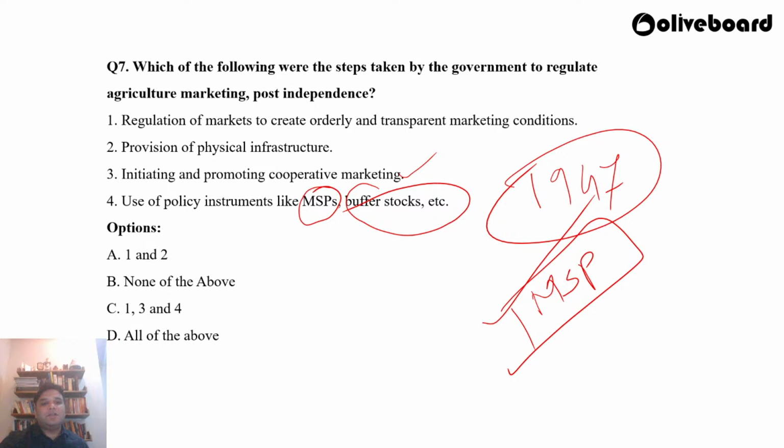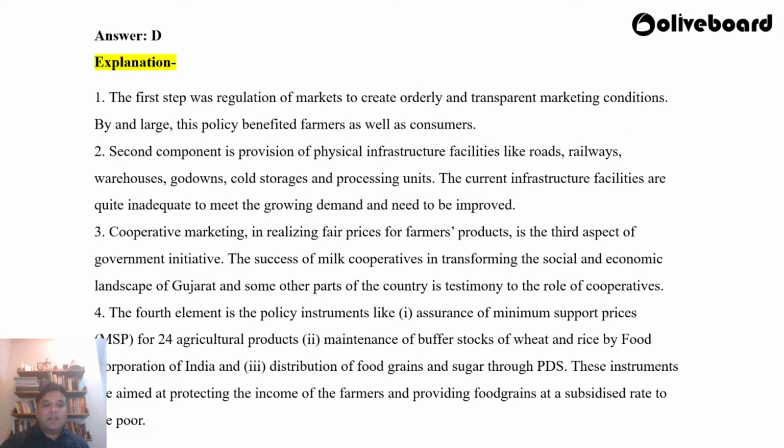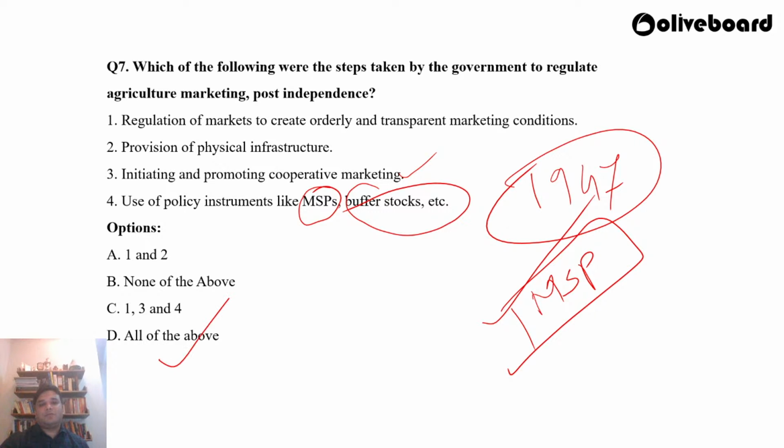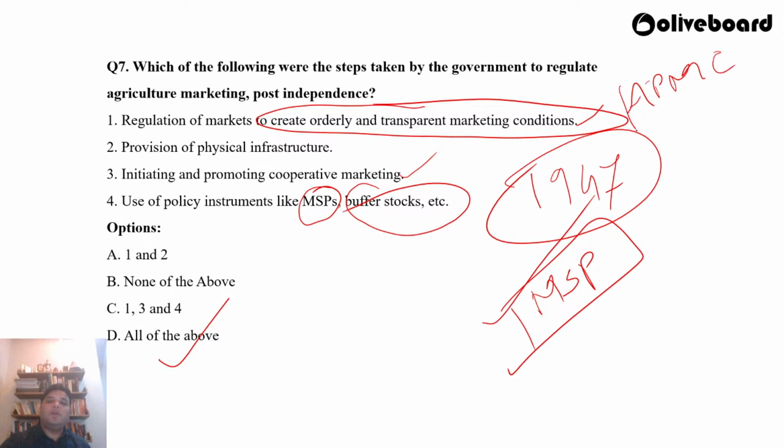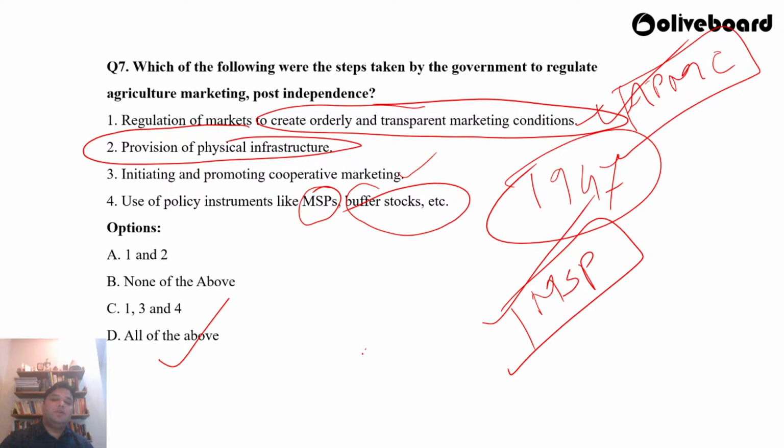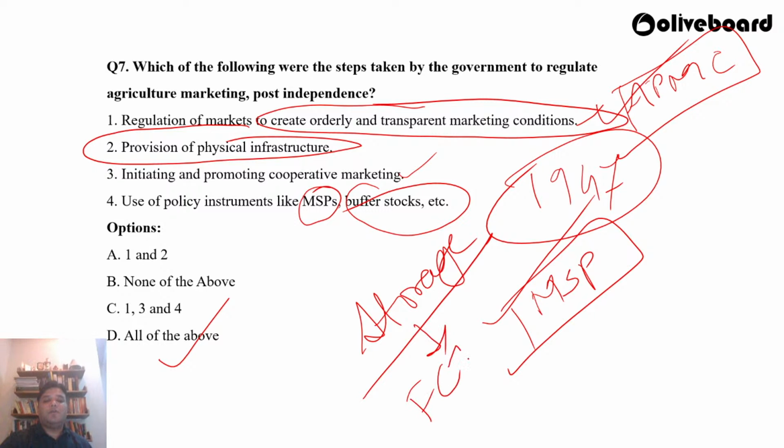Anyways, so what is the correct answer? Which are the steps taken by the government to regulate agricultural marketing post independence? Let's take a look at the answer. The answer is D, all of the above. Regulation of markets to create orderly and transparent marketing conditions. So in some areas we had the APMC, if not in all the areas. APMC stands for Agricultural Produce and Marketing Committee. So the APMC Act was mostly brought into India in states like Punjab and Haryana. Provision of physical infrastructure means storage facilities. Who is providing these storage facilities? The Food Corporation of India, right?